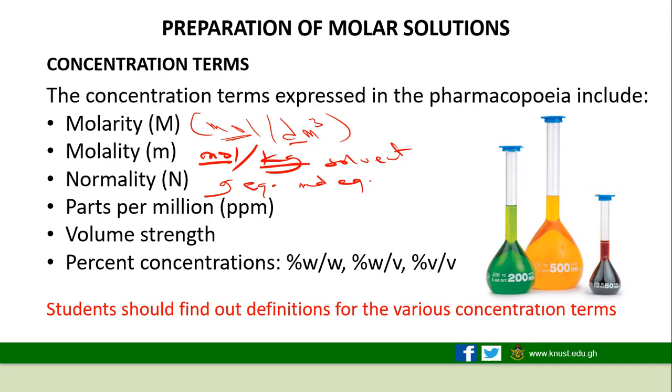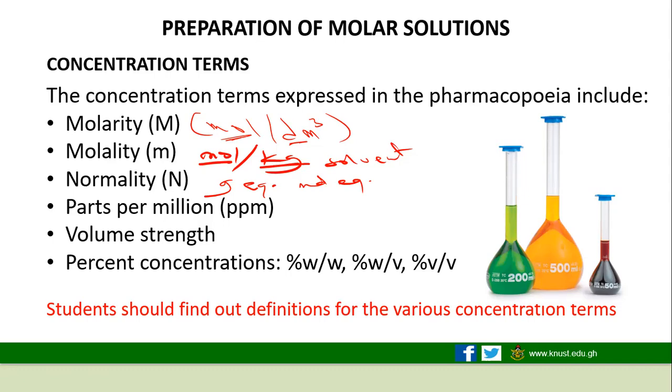Next one, ppm, parts per million. That is the number of units of mass of a solute per million parts of the total. And so we are talking about the number of units of mass of a solute per million parts of the total. That is what we call parts per million.